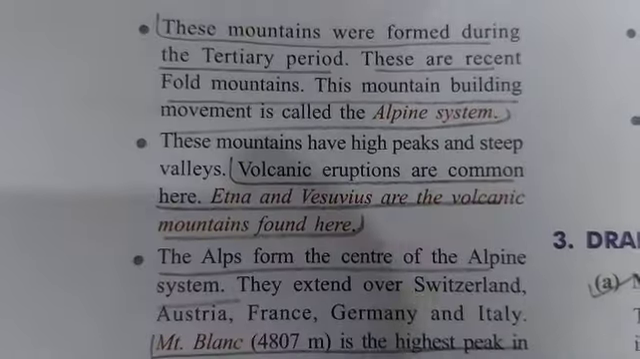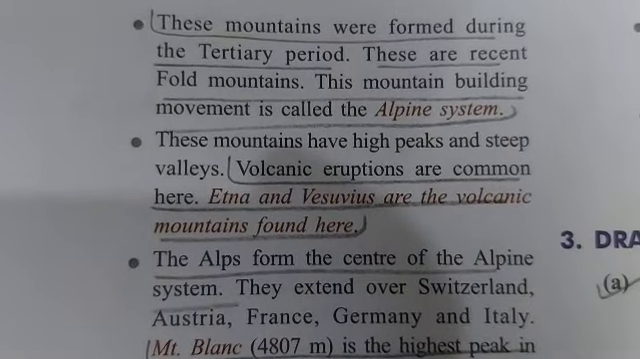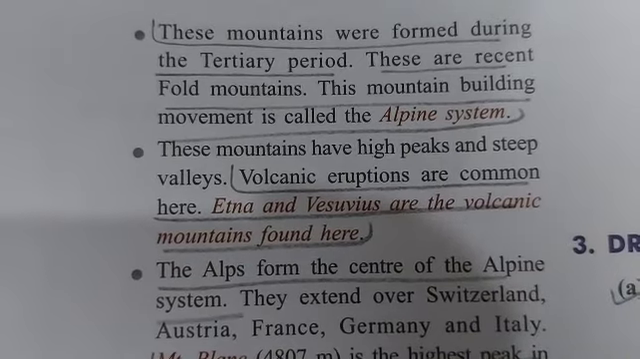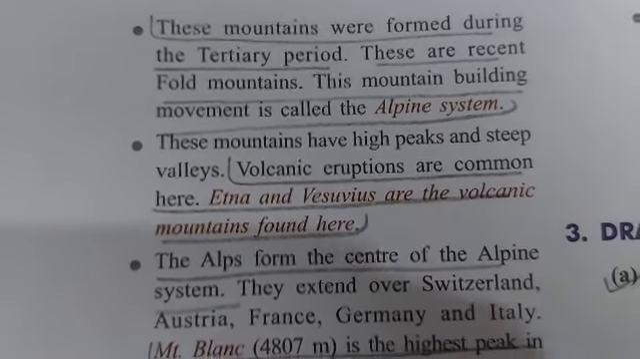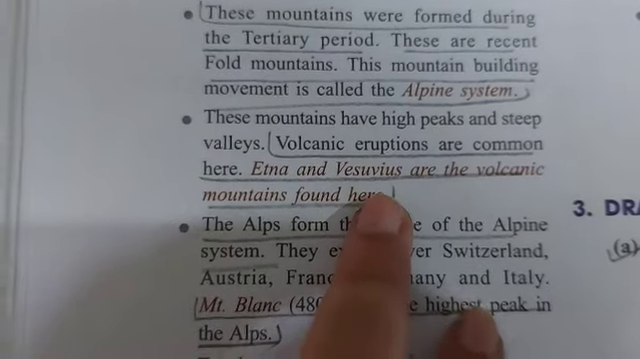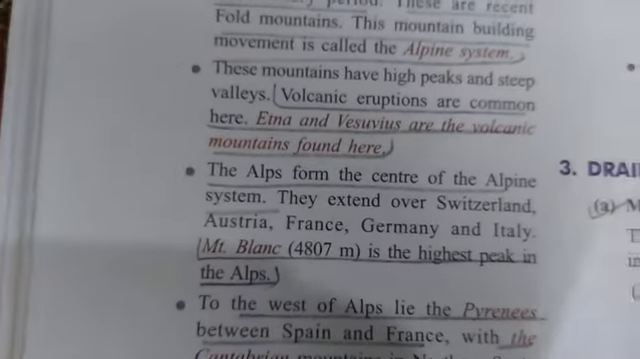Volcanic eruptions are common here. Etna and Vesuvius are the volcanic mountains found here. Which are the 2 important volcanic mountains? It is Etna and Vesuvius. Mark that. Come to the next point.